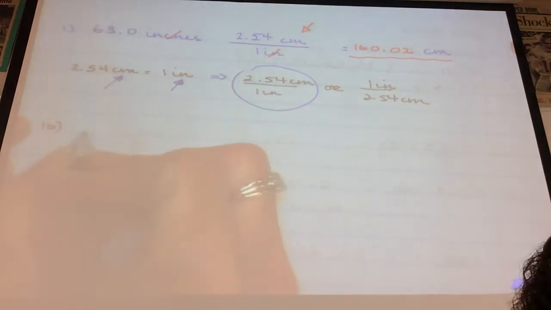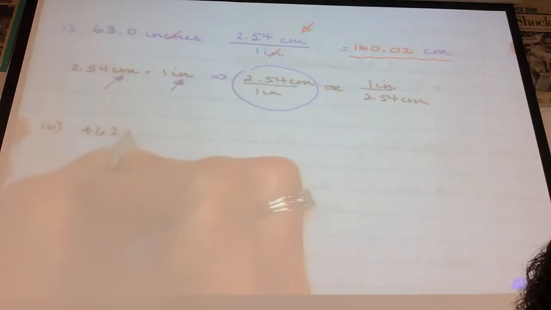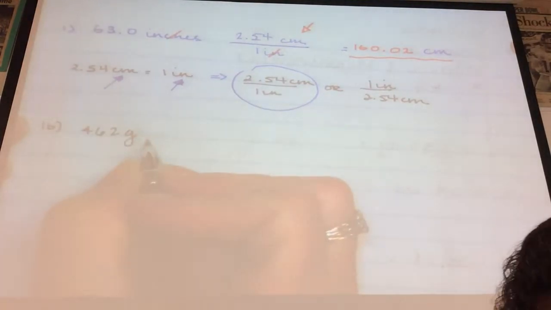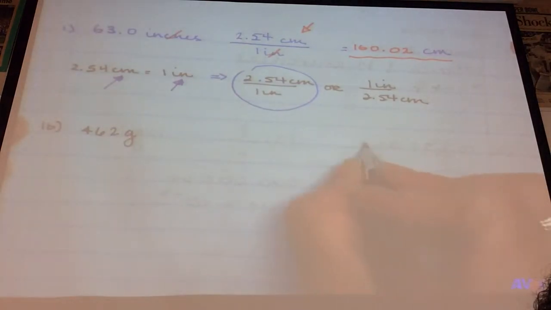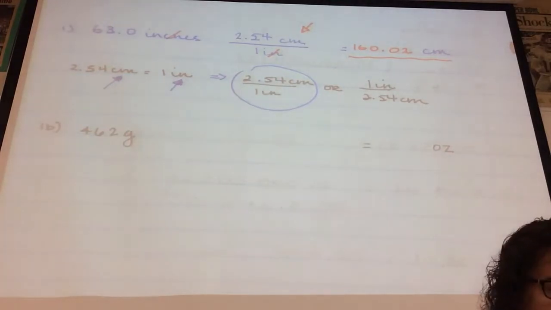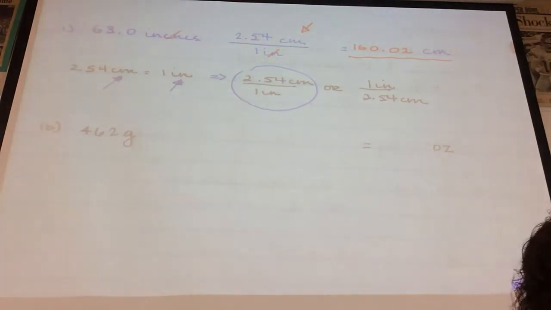The second problem is actually 1B, and that is 462 grams. And you want to get ounces. Which conversion factor should you use?